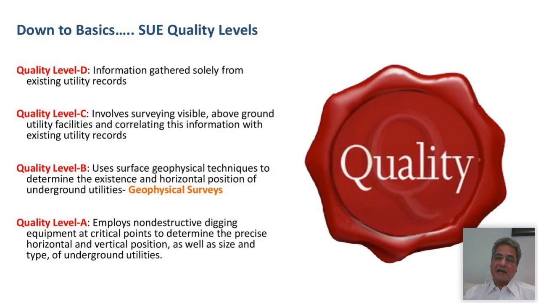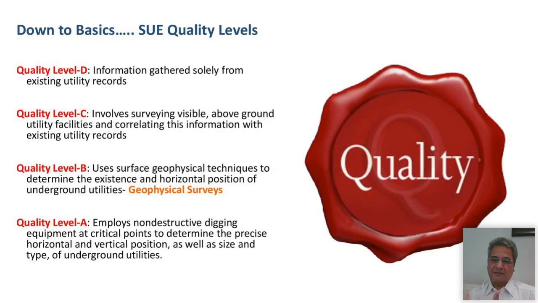And that is then adjusting the information which you already received from background, and that's quality level C. Quality level B uses surface geophysical techniques to determine the existence and horizontal position of underground utilities. That's what we call geophysical surveys.